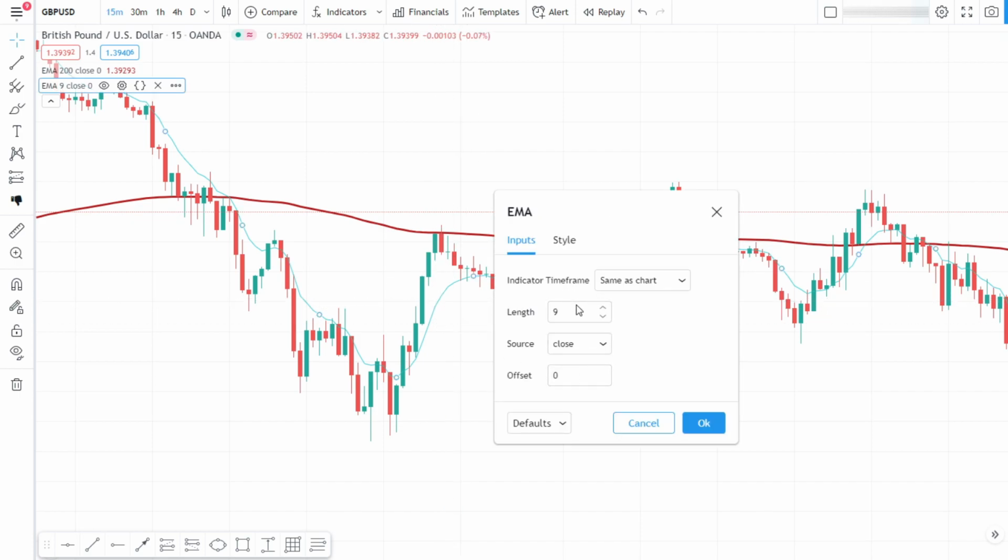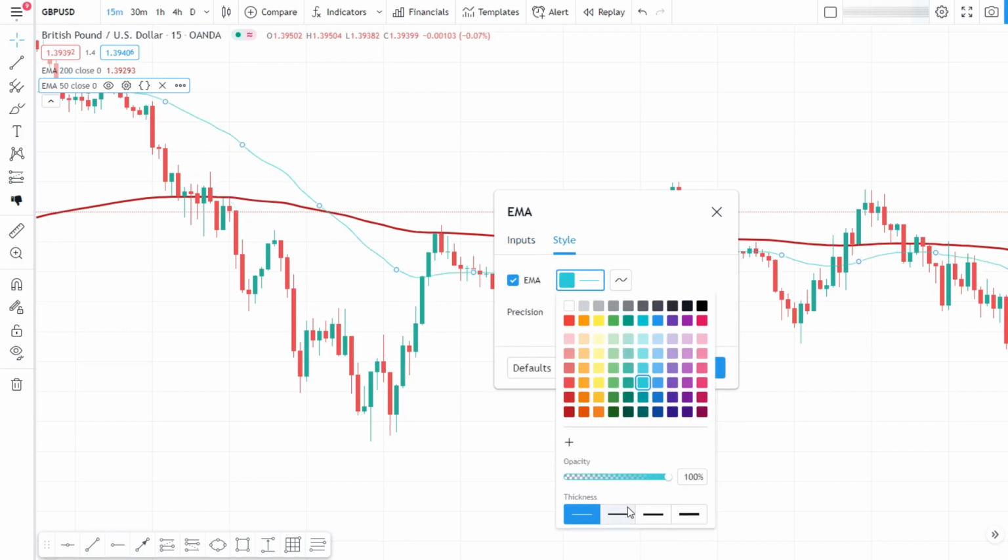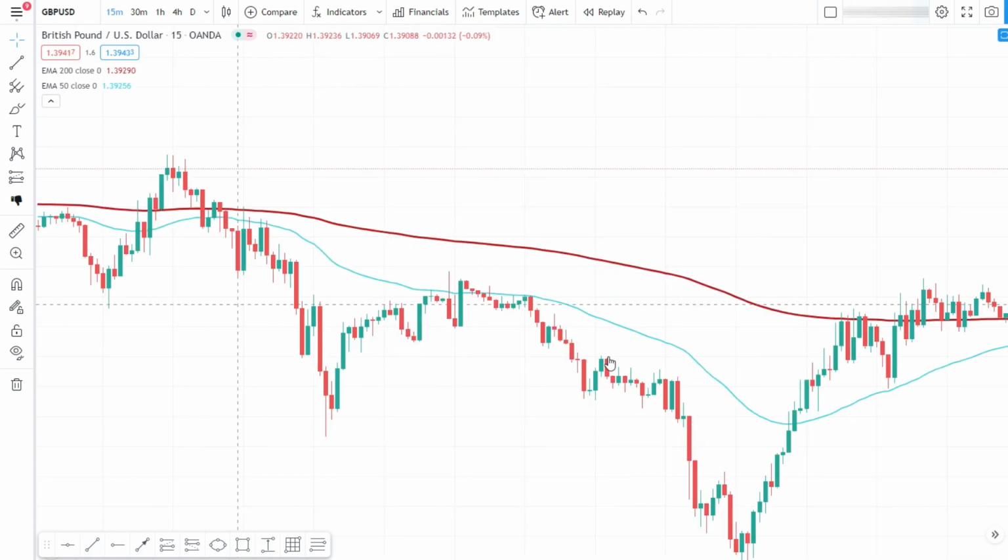Let's double click on this other one. We're going to set this one to 50. So we're going to have one at 50, one at 200. You're not going to change anything else. We're going to keep this like it is, make it a little bit thicker, make it a little bit darker. Okay, so as you can see here, we've got the chart up with the 50 and the 200. The red one's 200, blue one's 50.